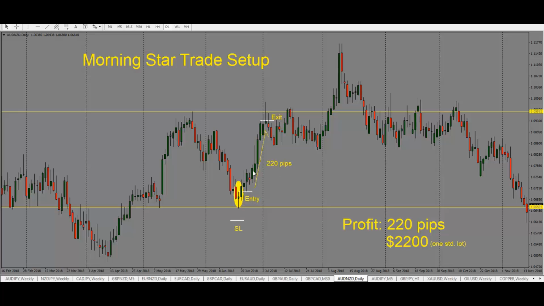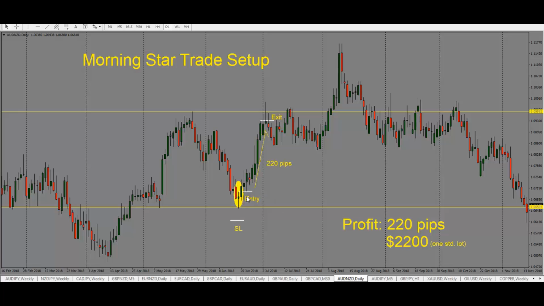So just to recap, this is a Morningstar trade setup on a daily chart. Morningstar trade setups, you can look for them on any time frame that you like to trade. I do like the daily and the hourly time frames the best, but again, they can be found on different time frames. So once we see this Morningstar trade setup, we are looking to go long because this is a bullish reversal signal. And again, we want to look for it at a good support and resistance level.